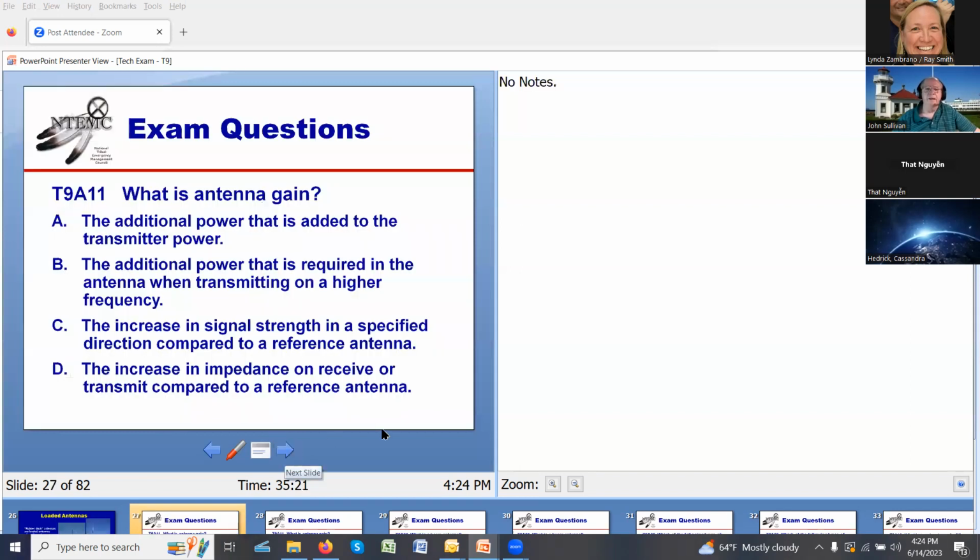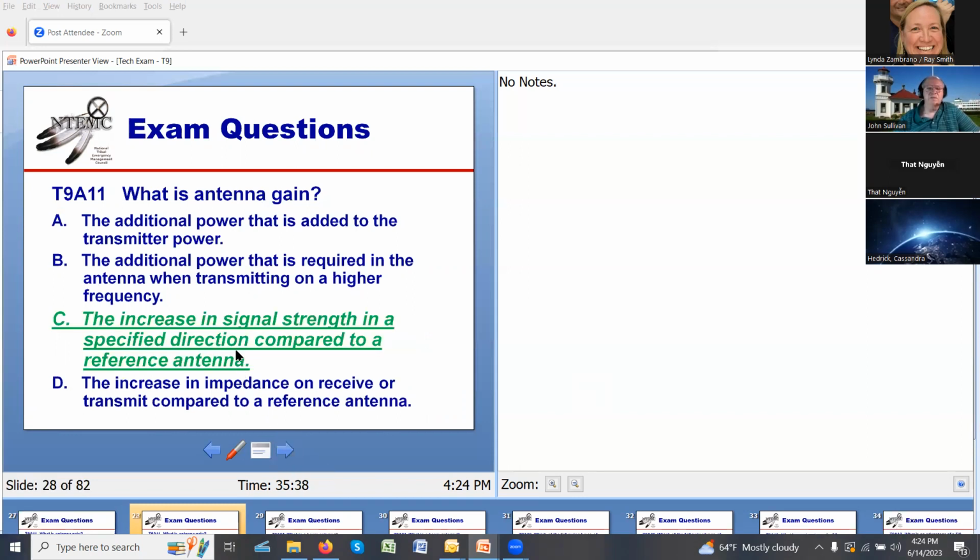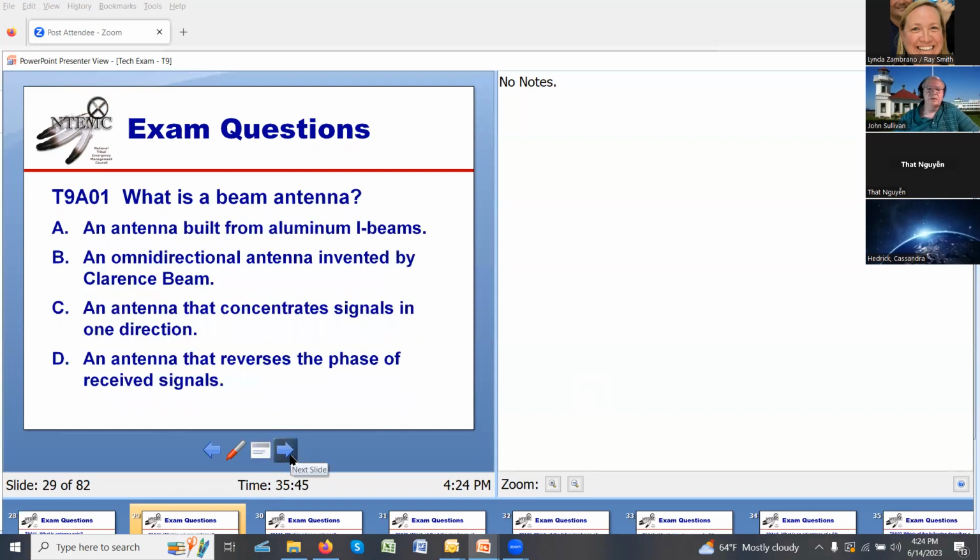But all right, so exam questions. What is antenna gain? Additional power added. Remember, we do not add power. There are losses in your power. We do not add power. It's the increase in the signal strength in a specified direction compared to a reference antenna. Remember, it's in a particular direction.